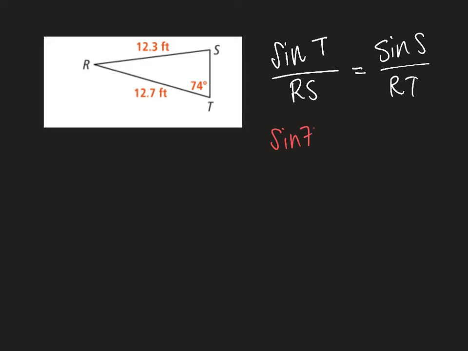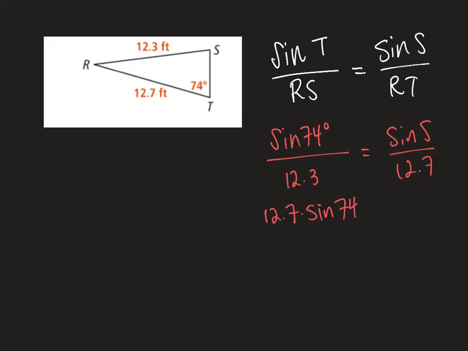So the sine of 74 degrees over 12.3 is equal to the sine of angle S over 12.7. Now we're going to do some algebra, and then we'll use our Desmos calculator to actually solve. So the first thing I do is cross multiply. So that becomes 12.7 times the sine of 74 degrees is equal to 12.3 times the sine of angle S. Well, I want the sine of angle S to be by itself, so I'm going to divide by 12.3 on both sides.